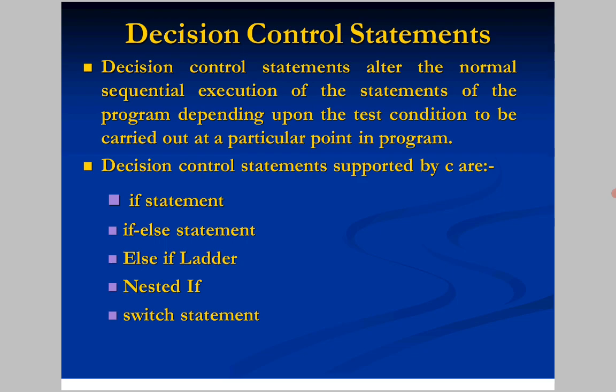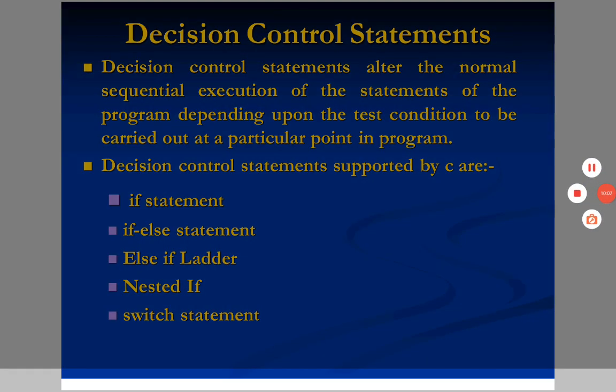So what are decision control statements? Decision control statements are mainly used to test a given condition, whether it is true or false. If it is true, then a set of statements is executed; else if it is false, another set of statements is executed. So based on the given condition, the decision control statements work.